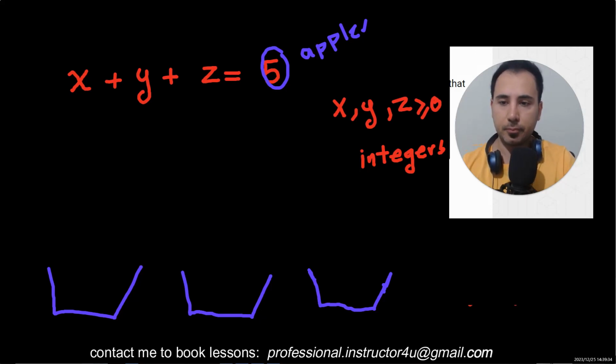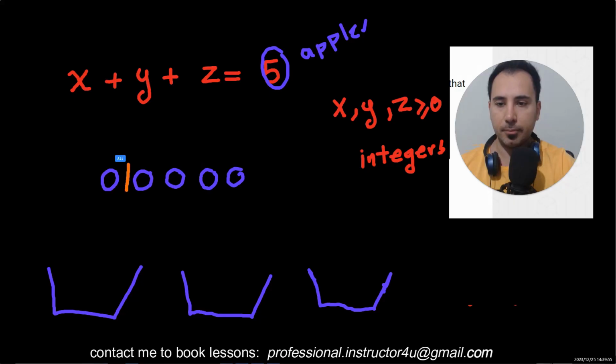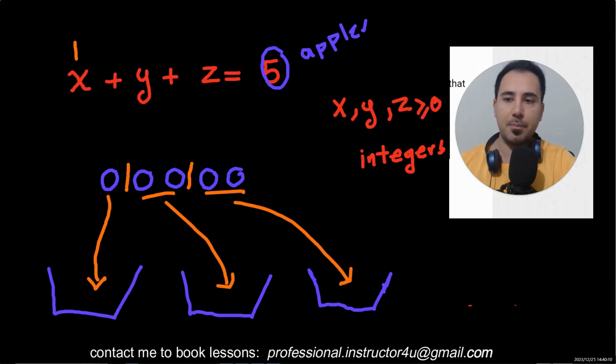Now look. Imagine we have 5 apples and we want to divide them into these 3 baskets. We only need 2 bars to do that. If I put the 2 bars over here, what happens? The first apple goes here, these 2 apples will go here, and these 2 apples go here. So that would be the value of x being 1, the value of y being 2, the value of z being 2. Okay, let's do another one.